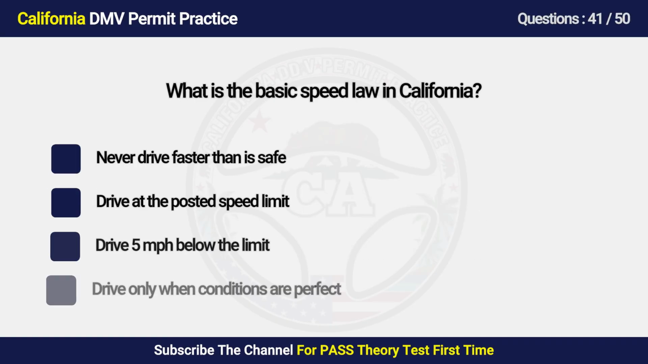Question 41. What is the basic speed law in California? A. Never drive faster than is safe. B. Drive at the posted speed limit. C. Drive 5 below the limit. D. Drive only when conditions are perfect.